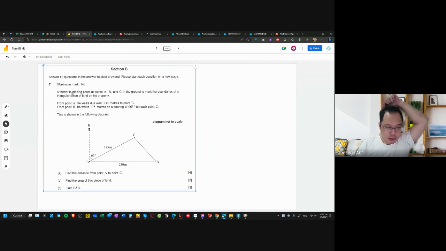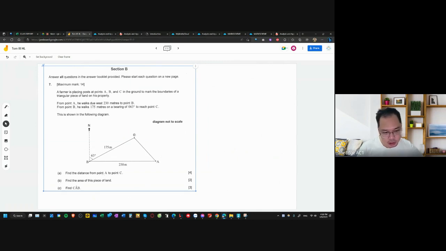A farmer is placing a post at points A, B, C in the ground to mark the boundaries of the triangle piece of land of his property. From the point A, he walks due east 230 meters to the point B. And then from the point B, he walks 175 meters on the bearing of 63 degrees to reach the point C. Find the distance from the point A to C.